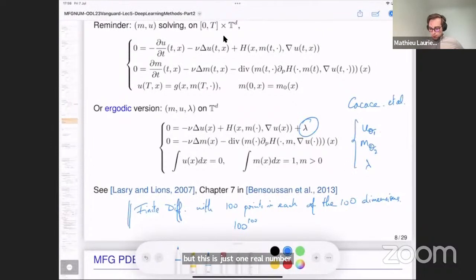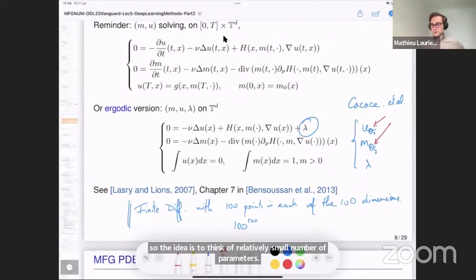And you see that the idea will be to take the number of parameters smaller than 100 to the power 100. Otherwise, we have the same complexity as if we were making a grid. So the idea is to take a relatively small number of parameters. And why could this work?